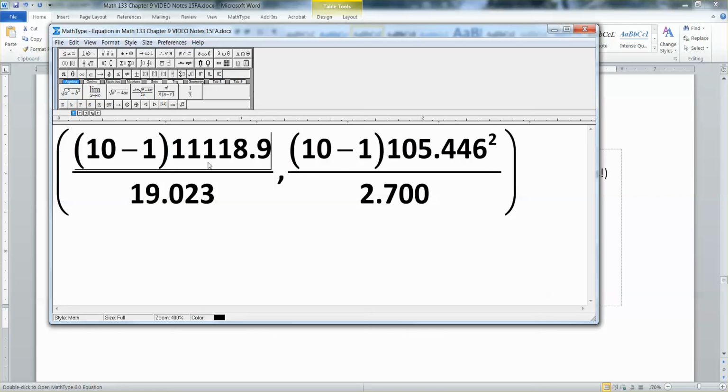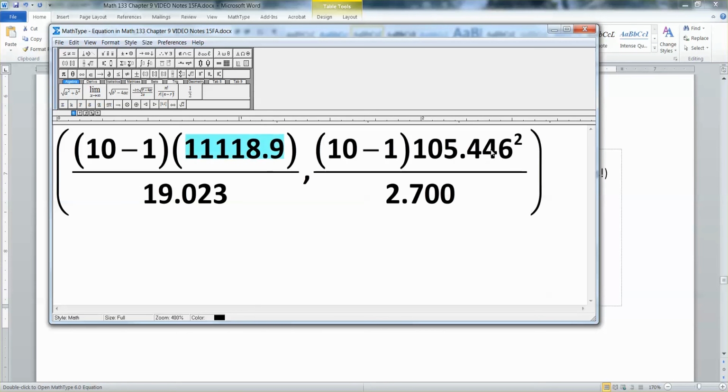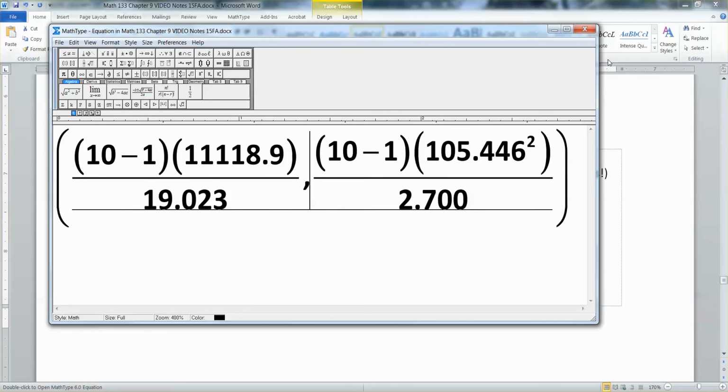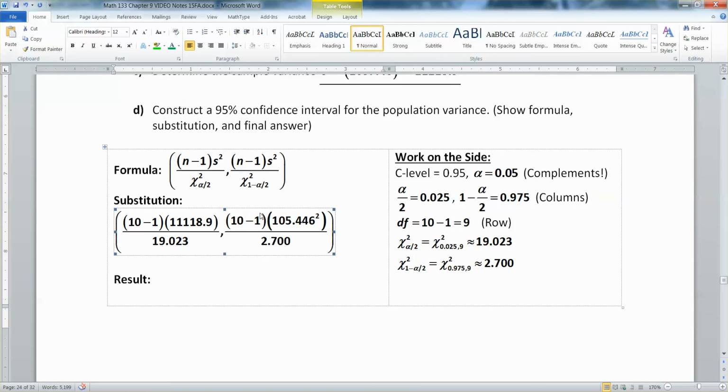11118.9. That works, right? Because that is the s squared we found. So you could actually write it as 105.446 squared, or you can write it as the s squared value if you find it ahead of time. It doesn't matter either or. I'm going to leave them both up because they're both valid.